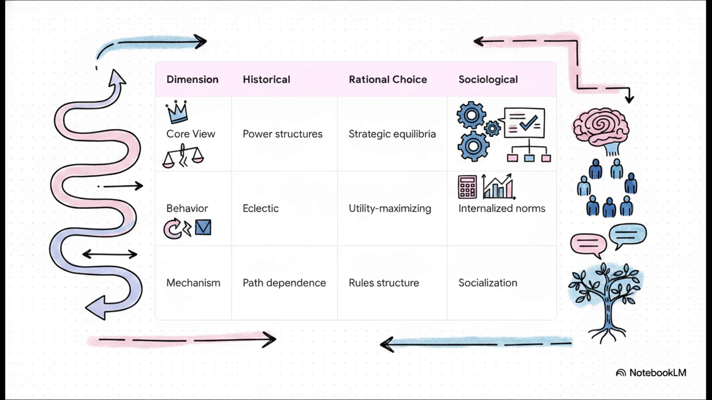Now look at actor behavior. Rational choice assumes fixed utility-maximizing preferences. Sociological assumes cultural compliance. Historical institutionalism is a bit more eclectic, kind of borrowing from both. And finally, the causal mechanism.